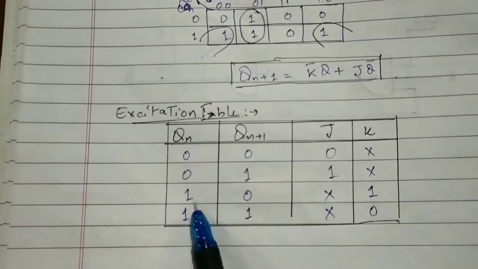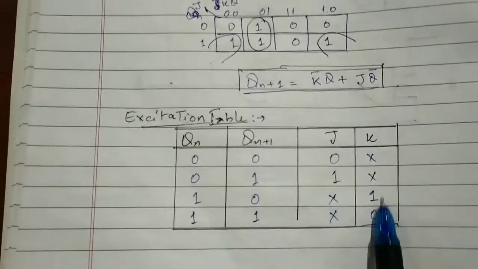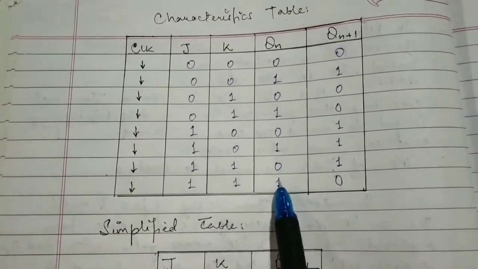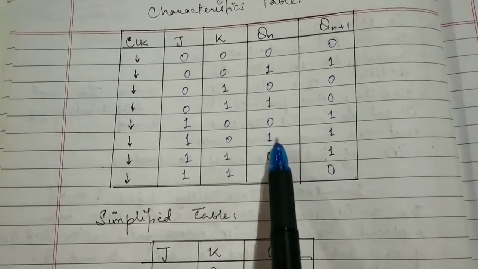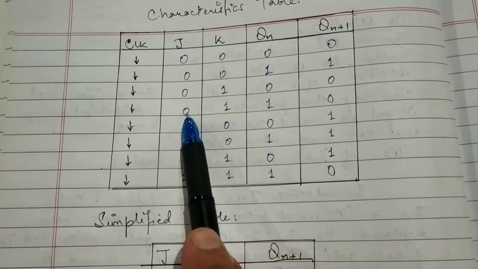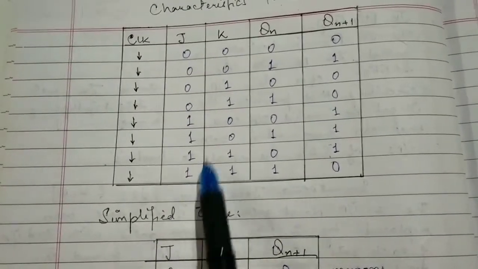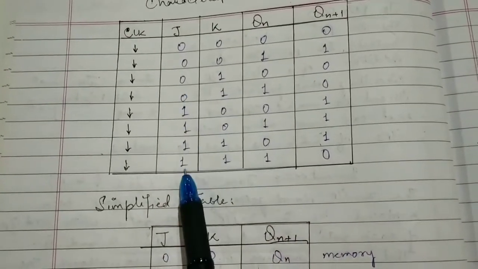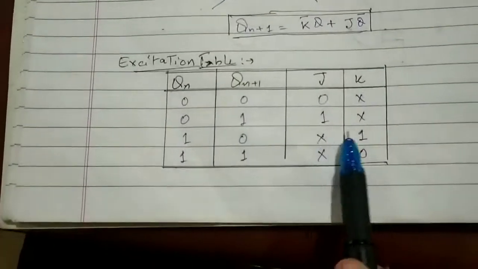Similarly for 1 0 we write don't care 1. 1 0 is here, and 1 0 is here. We write here J and K. J is 0, here J is 1, K is 1, K is 1. K is not changing, so J is changing. We write don't care 1 in the excitation table.